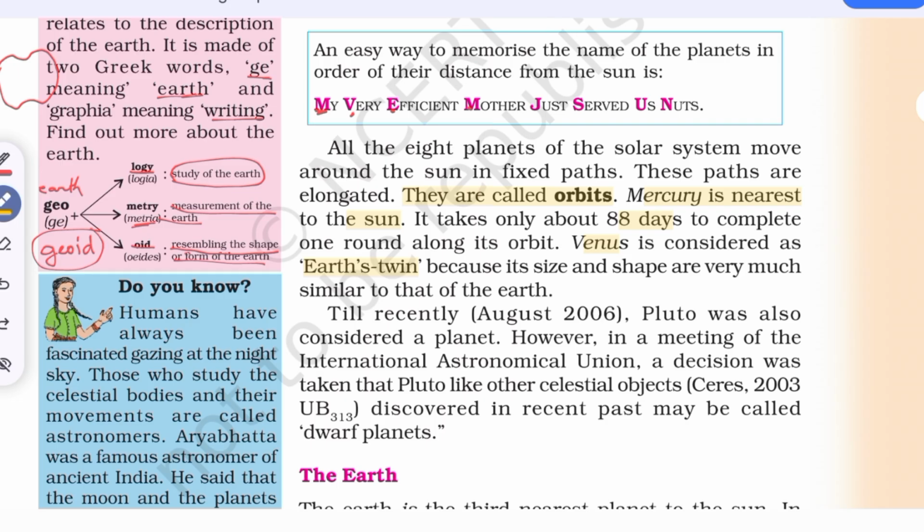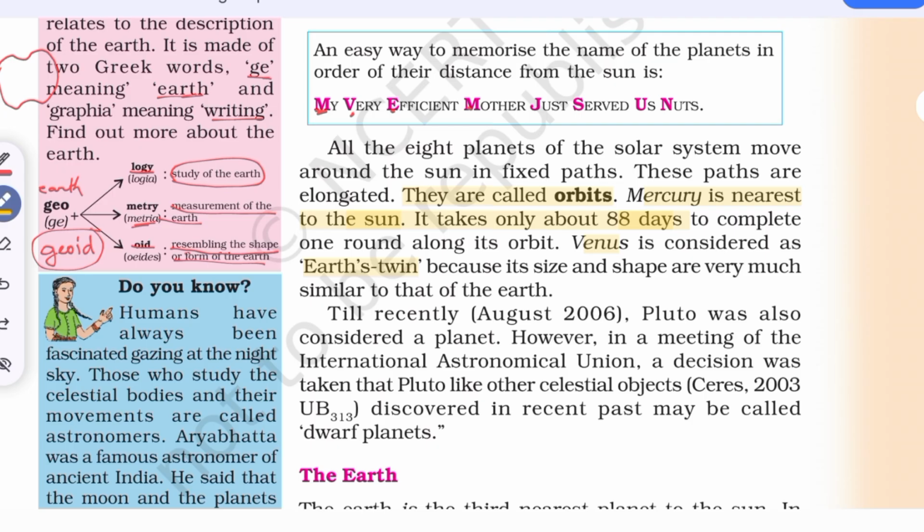Which planet takes the smallest time to complete one round of its orbit? Mercury. Mercury takes only 88 days to complete one round.